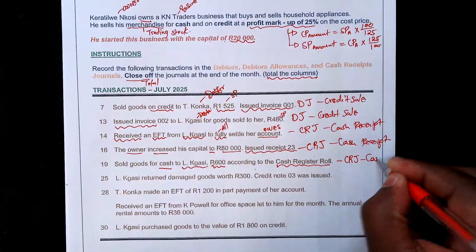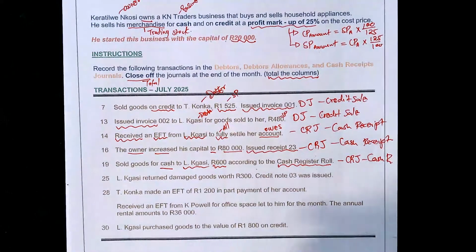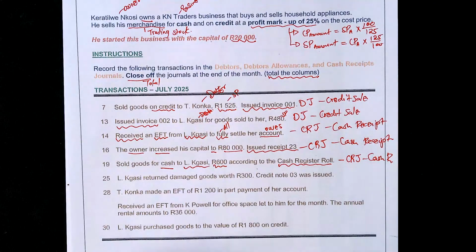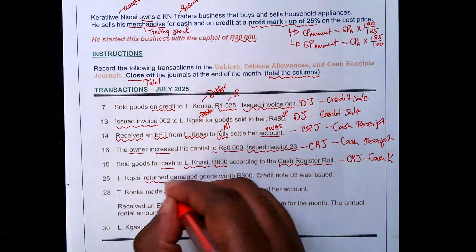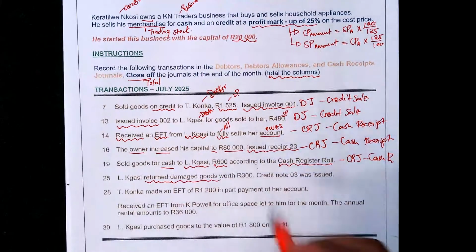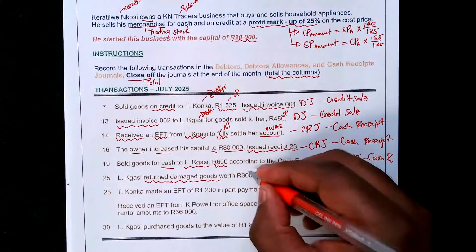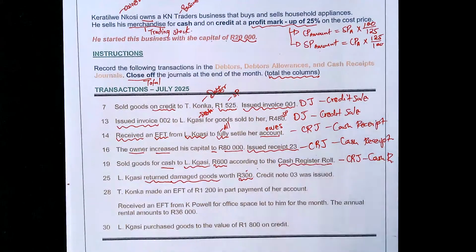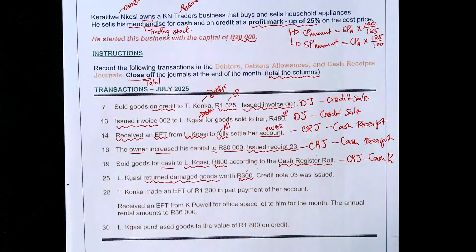It's a cash receipt. I'll write cash R. I don't have space there. Day 25, El Khasi returned. Very important. El Khasi is a debtor, and this debtor returned damaged goods worth 300. Okay, so this is the selling price of the goods that were returned by this debtor.